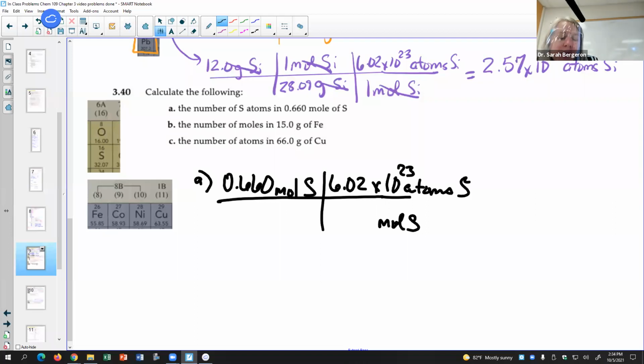Which one am I going to? Sulfur. In 1 mole of sulfur. So my moles cancel. I'm left with atoms. Now you have to put it in your calculator. So get out those beautiful calculators. I'm ready to hear my second favorite sound, opening calculators.